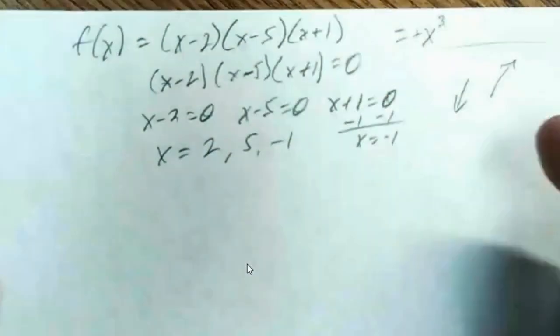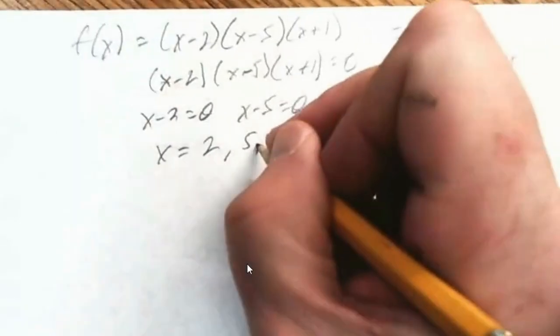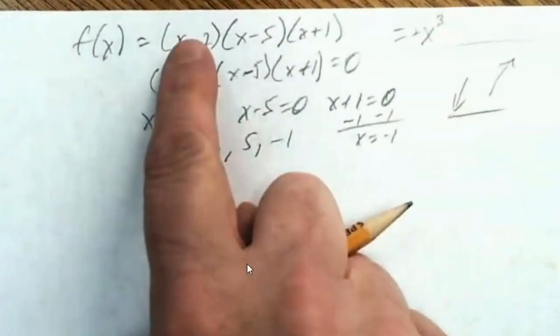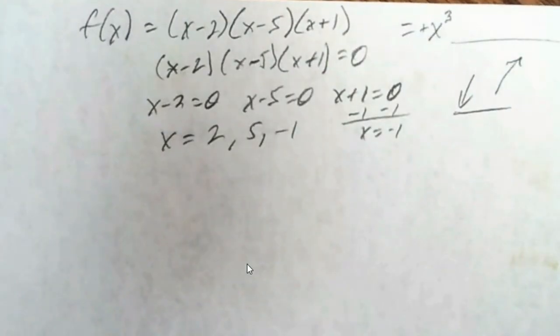So there's the solutions: 2, 5, -1. There's the end behavior. Don't make that hard. Don't make that hard. When they give it to you in factored form, say, yay, thank you very much, because that makes it real easy to find the solutions.